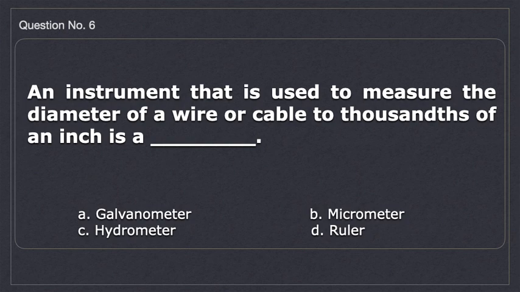Question number 6. An instrument that is used to measure the diameter of a wire or cable to thousandths of an inch is a blank. A. Galvanometer, B. Micrometer, C. Hydrometer, D. Ruler. Answer: B. Micrometer.